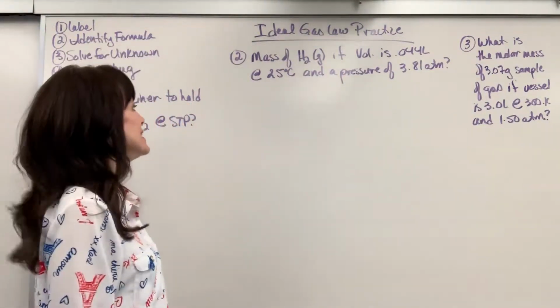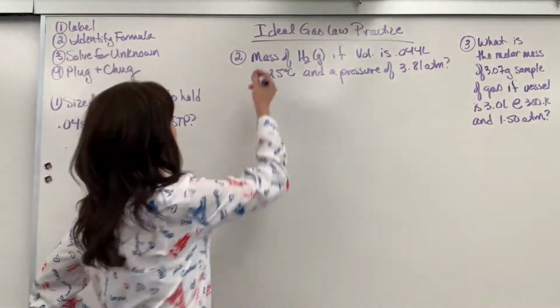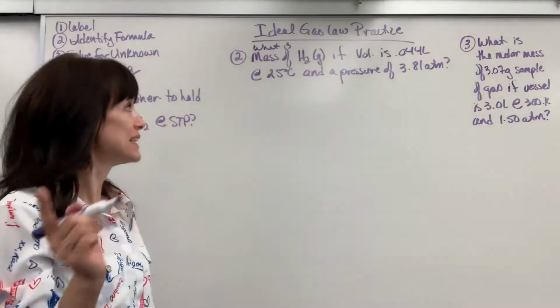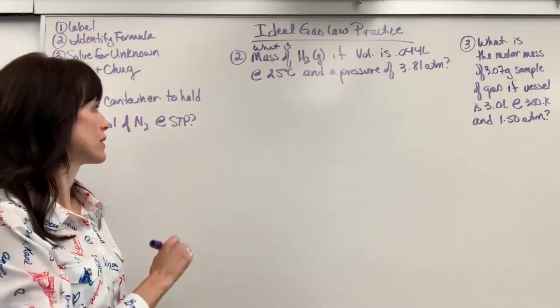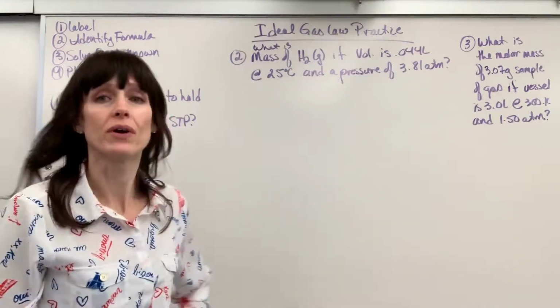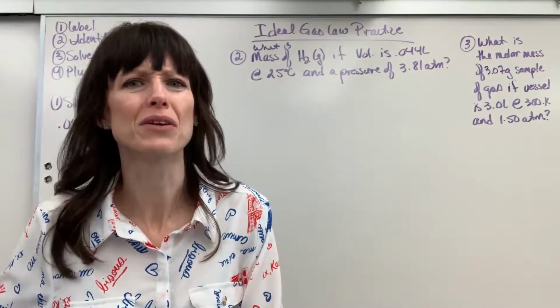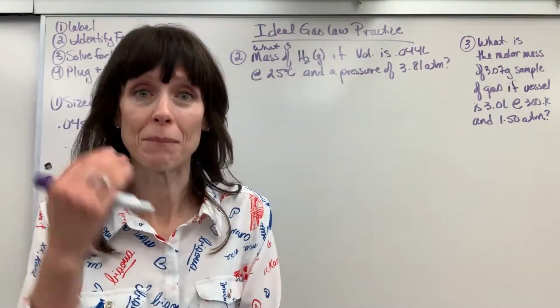Here we go. It says, what is the mass of hydrogen if the volume of this gas is 0.044 liters at 25 degrees C and a pressure of 3.81 ATM? Okay, it's asking for mass, grams, and you're thinking, I don't have any formulas that have grams. That's okay. You have moles.